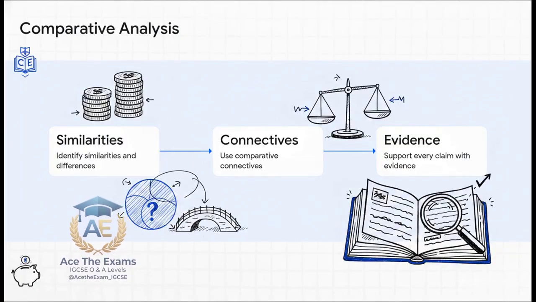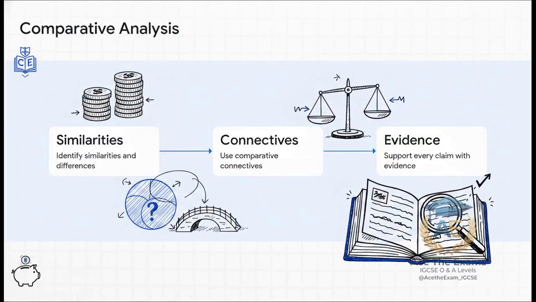When you're doing comparative analysis, stick to these 3 steps. First, identify both similarities and differences between the 2 approaches or financial years. Second, use comparative connectives, words like conversely, whereas, or in contrast. Third, support every single claim with extracted evidence. The real trick here is using those comparative connectives to physically tie your evidence directly to your conclusions.